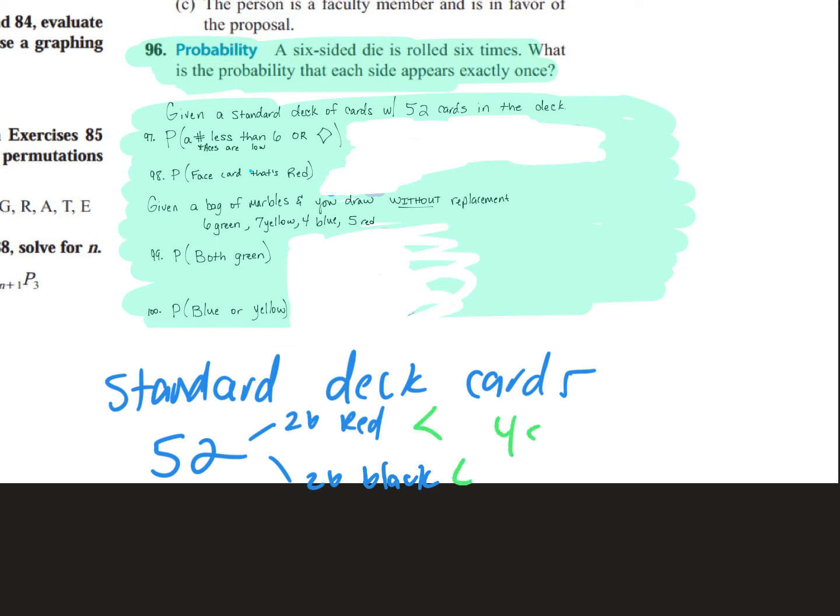There's 4 suits. We need to know that. In each suit, there's 13 cards. Does anybody know what the suits are? Hearts, diamonds, spades, and clubs. All right, that sort of thing you guys need to know.